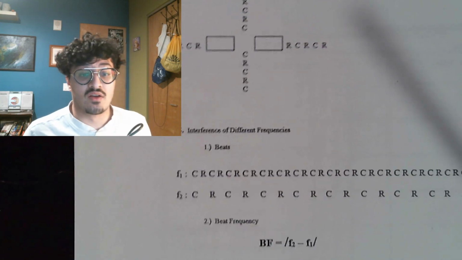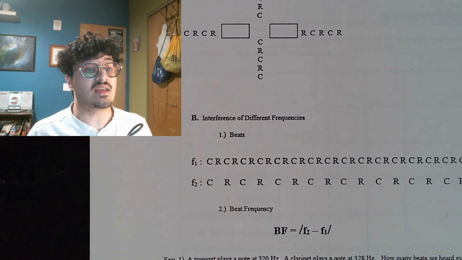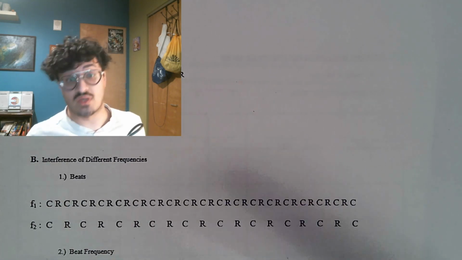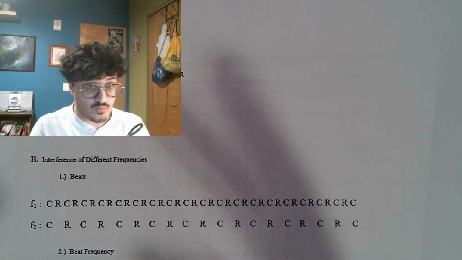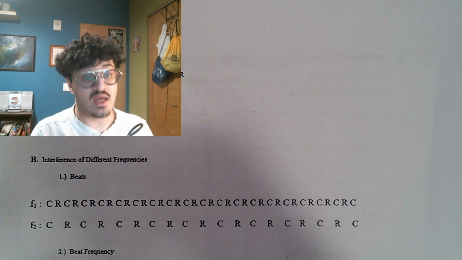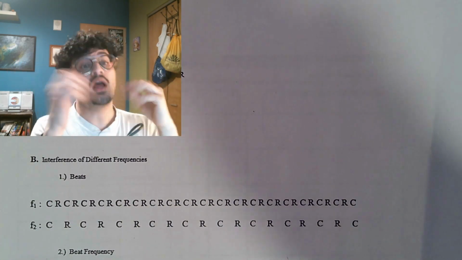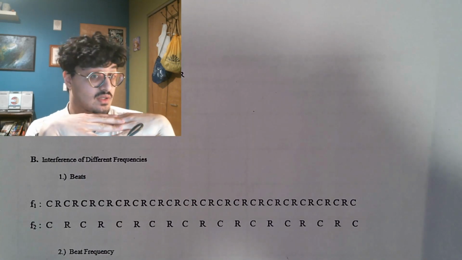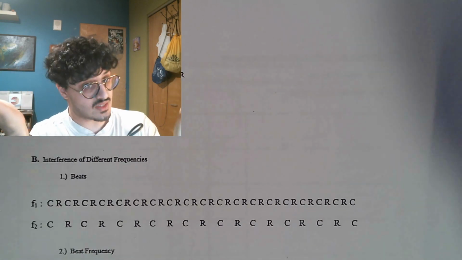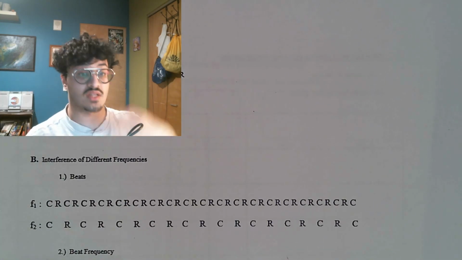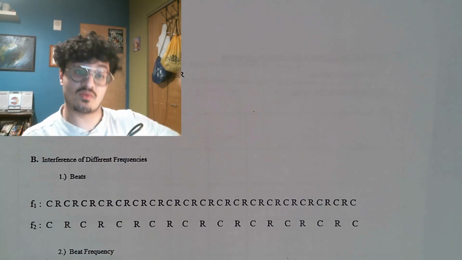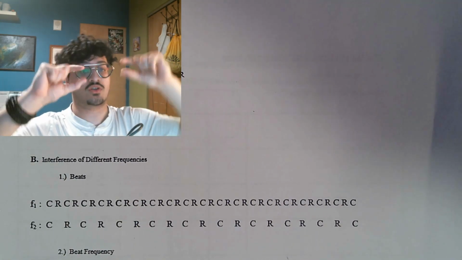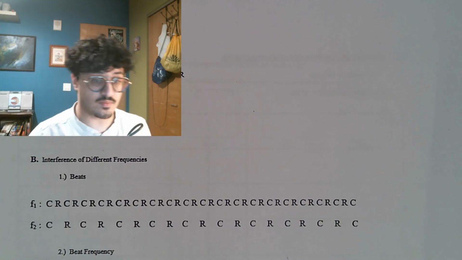So first things first, what is a beat? A beat is an interference pattern between two different sounds. Specifically, when you have two different sounds that are very similar to each other, when those sounds are in the same place at the same time, they will interfere with each other. They create constructive or destructive interference, making sounds larger, more volume, or smaller, less volume.